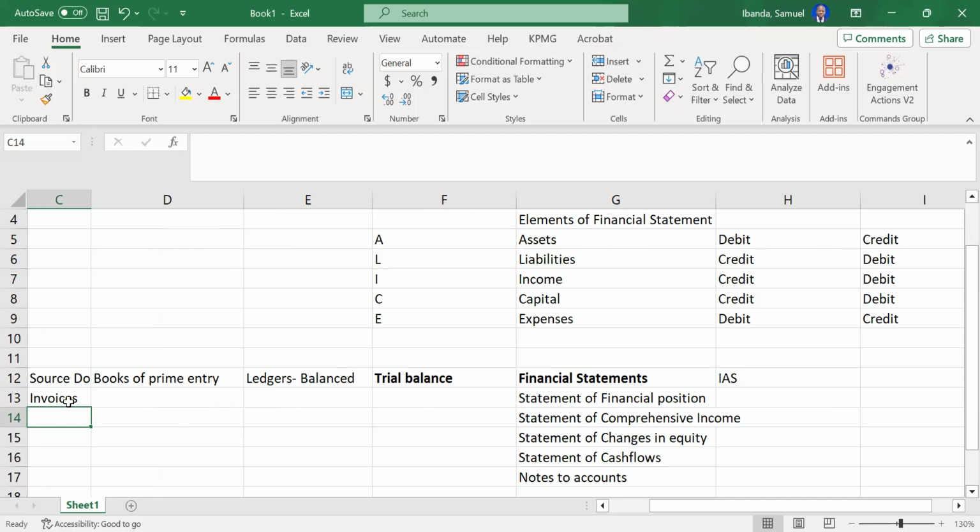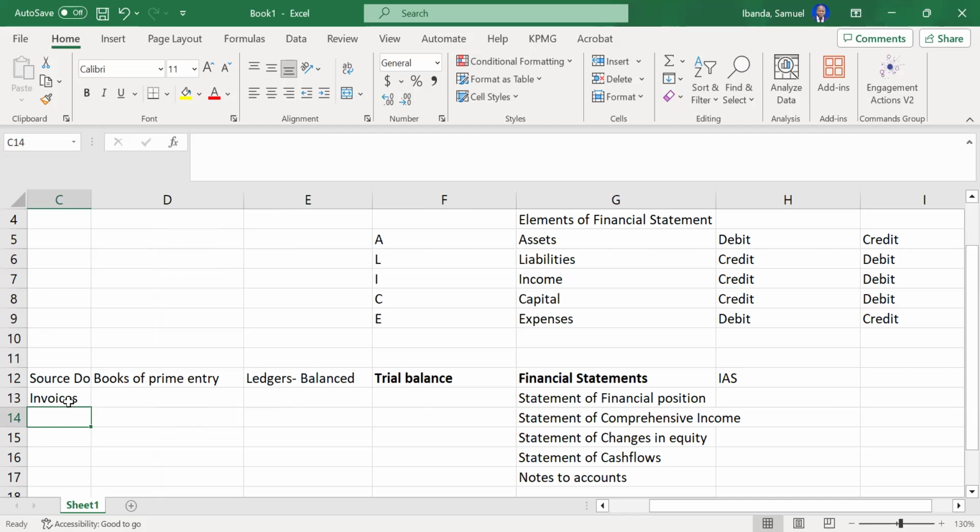What happens is these days we have what we call accounting systems that are in place, and these accounting systems help you to be able to do this within the system. If they give you an invoice and you're entering it in the system, then in the background you're affecting your books of prime entry, your ledgers will be updated, your trial balance will be updated. When you go to reports and run your statement of financial position, automatically it will be prepared. That is the importance of technology and how it has evolved to affect professions like accounting.